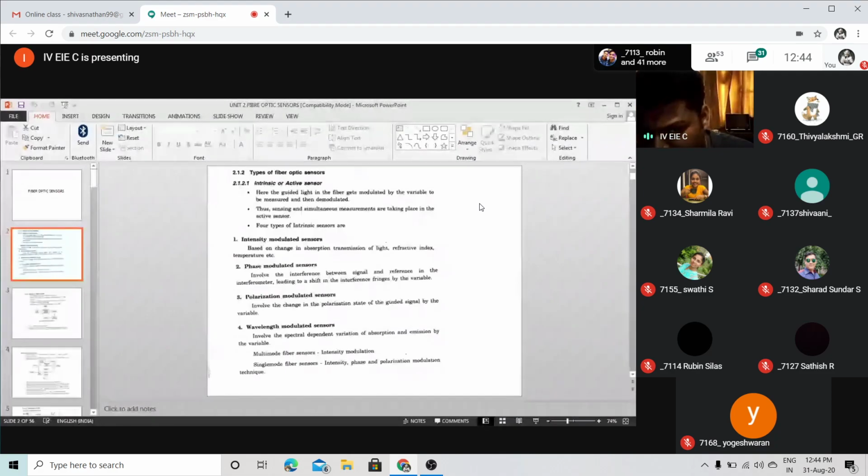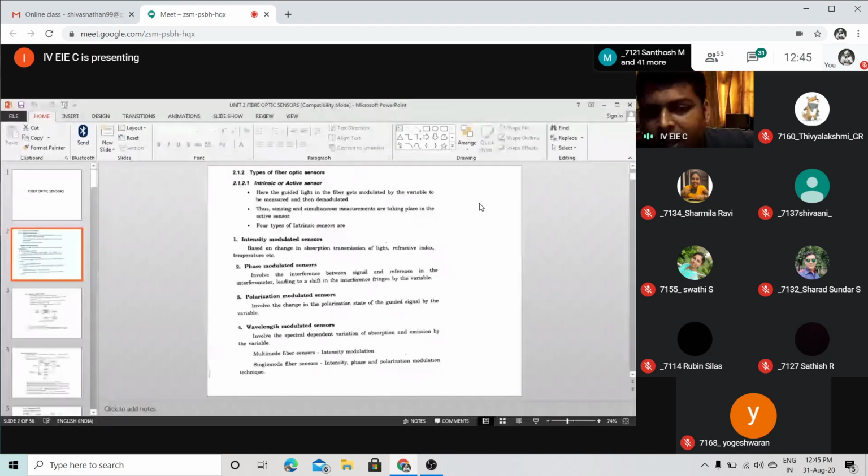So under the types of fiber optic sensor, first kind is going to be intrinsic sensor. Intrinsic sensor, or we can say it as an active fiber optic sensor. The first point is the guided light in the fiber gets modulated by the variable to be measured. Okay, that is for your understanding. So the first point of an intrinsic sensor should be the guided light in the fiber gets modulated by the variable to be measured and then demodulated.